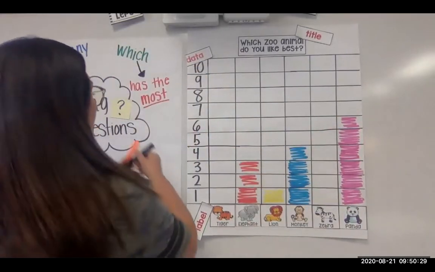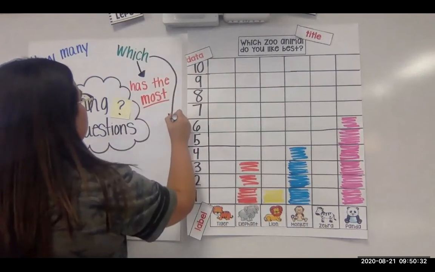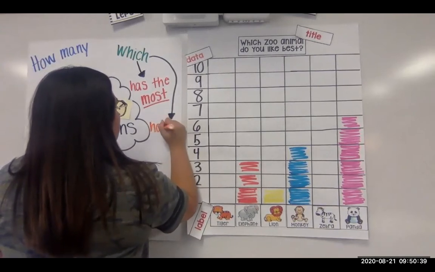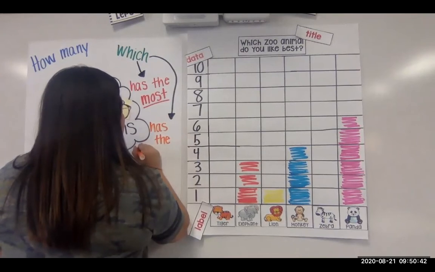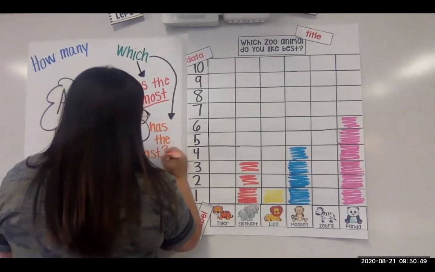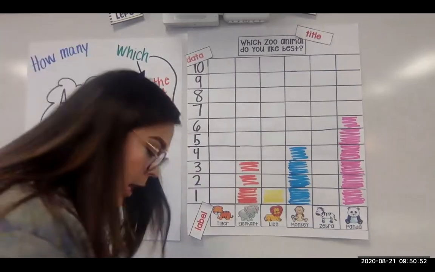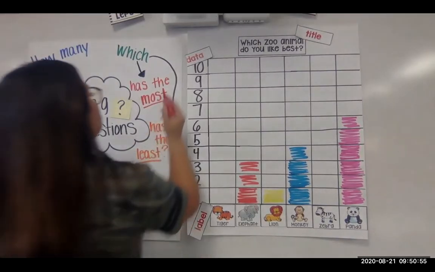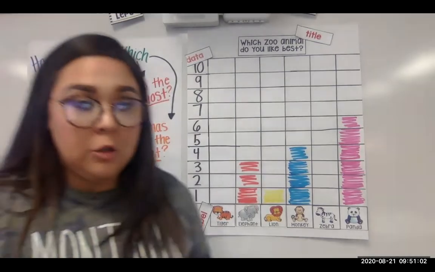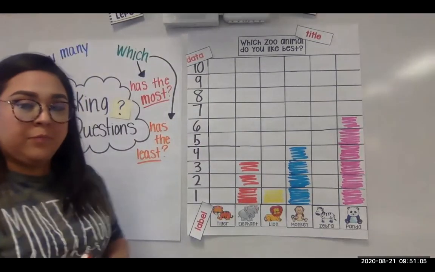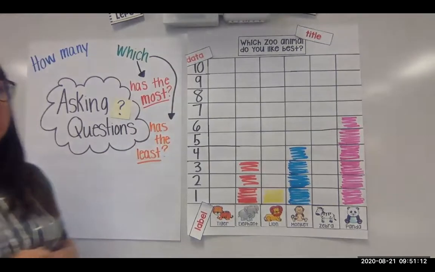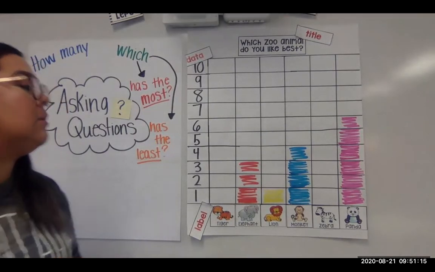But I can also use, I'm gonna do another arrow, because which goes to different things. Which has the least, or you can say fewer. Which has the least? I forgot to add my question mark. Silly Miss Hernandez. Which has the least or fewer? Fewer is another word for least. So which one has the least? What does least mean? The smallest amount. Okay, so which one has the least? Which zoo animal has the least?